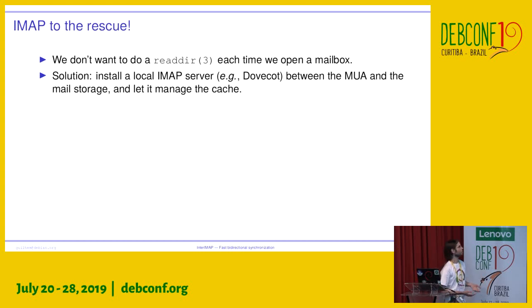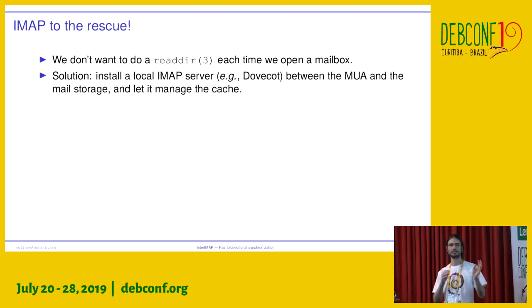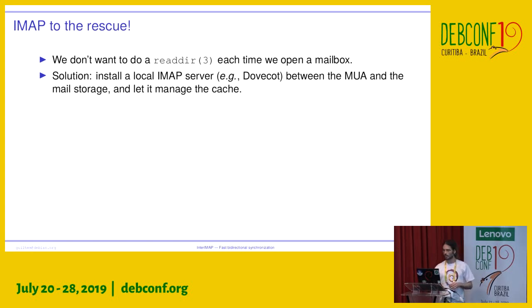And so, okay, why does it not scale? One thing we observe is that when we open a mailbox in Maildir format, the first thing it does is traverse the directory to see if there are any new files, because the mails are stored as individual files. And this tends to be pretty slow. The solution I would like to propose here is to install a local IMAP server, like Dovecot, between the mail client and the mail storage, and let that IMAP server manage the cache. So you never access the mail storage, Maildir, or whatever directly. You only do it through the IMAP lens.